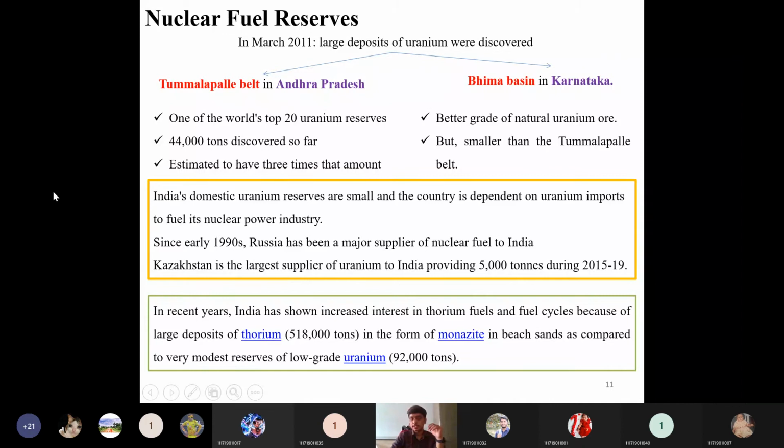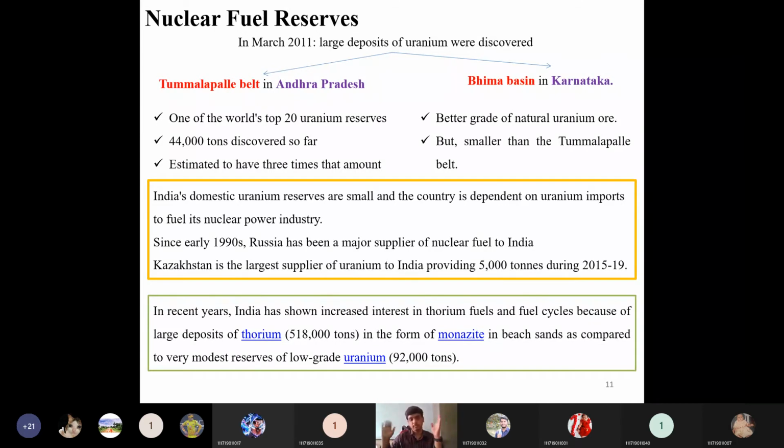Thorium is located in the form of monazite in the beach sands, as compared to the very modest reserves of low grade uranium. Uranium is contained in very low grade. To purify and concentrate it, we have to invest a lot, so the power generation cost will be very high. But whenever we find a way to use thorium, it will be very advantageous for us.